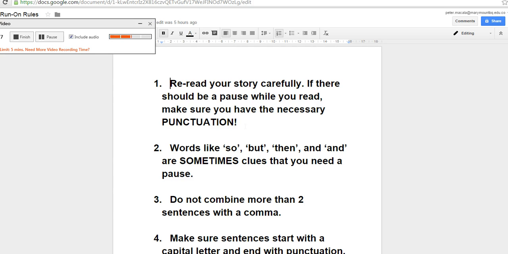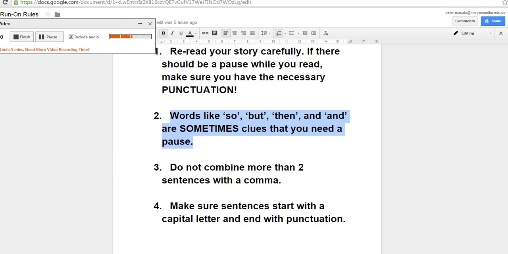The first rule is make sure when you're done writing something, reread what you wrote carefully. As you're reading it, if there's supposed to be a pause as you're speaking, that means that you need punctuation. It could be a comma, it could be a period, it could be a question mark or an exclamation point. Maybe even have a friend read it carefully to help them realize where there should be a pause. Those are the places you need punctuation.